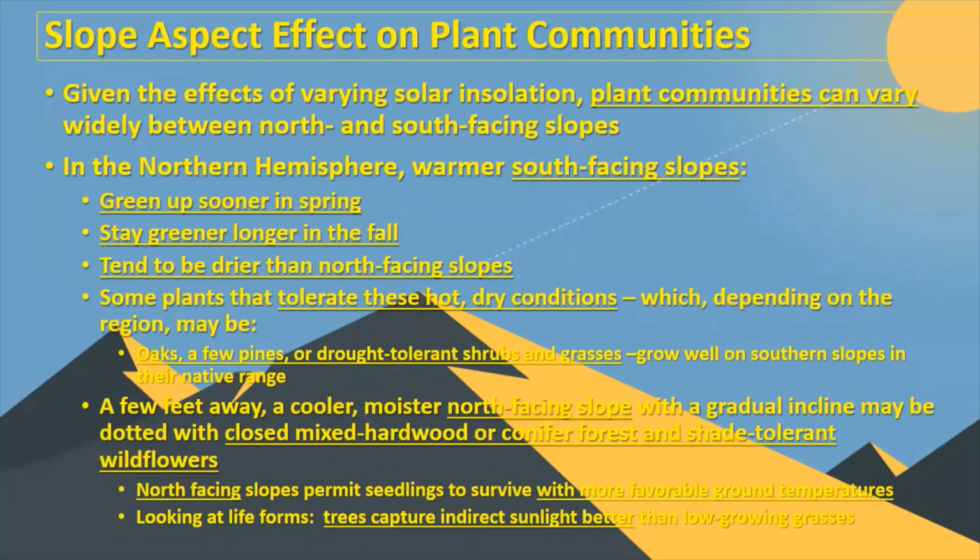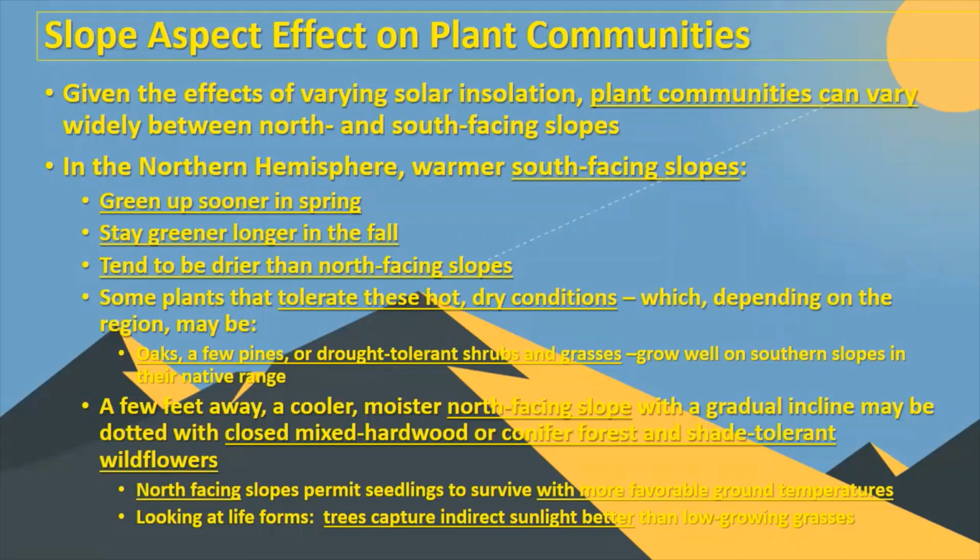We have distributions that vary widely depending on what slope you're on. You know that in the northern hemisphere, warmer south-facing slopes will green up sooner in the spring. They stay greener longer in the fall, and they tend to be drier than north-facing slopes. Some plants that tolerate these hot, dry conditions, which depending on the region you're in, might be oaks, few pines, and I'm talking our region, drought tolerant shrubs and grasses. They grow quite well on the southern slopes if they're natives.